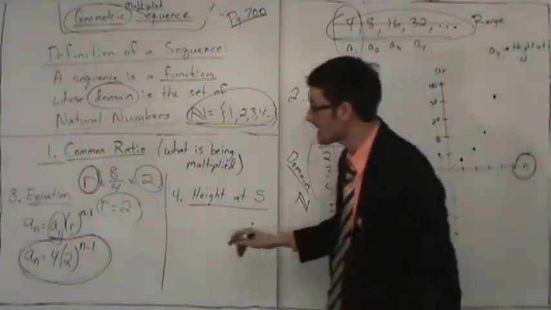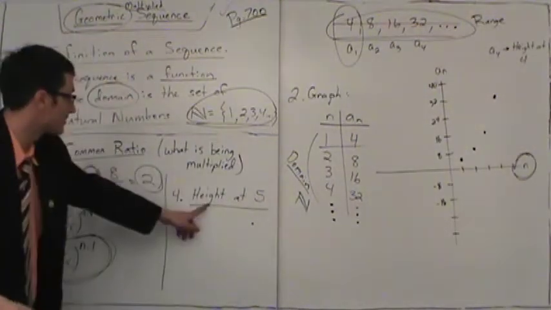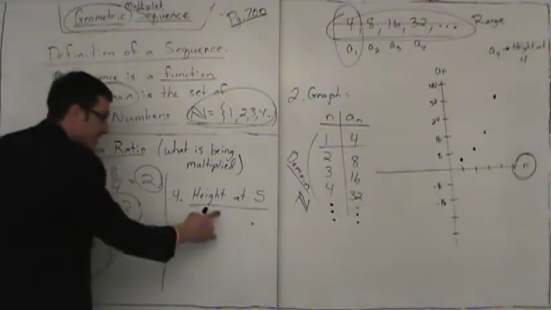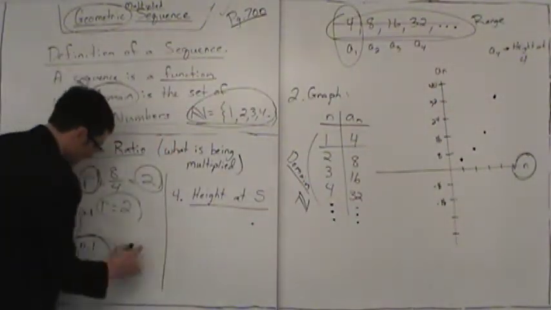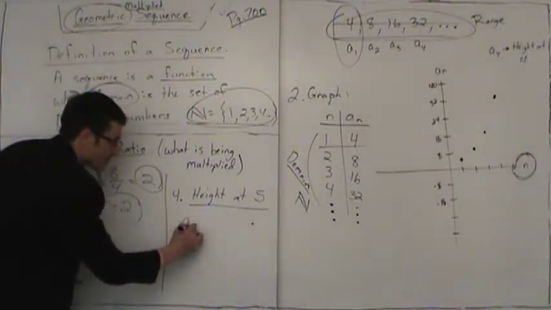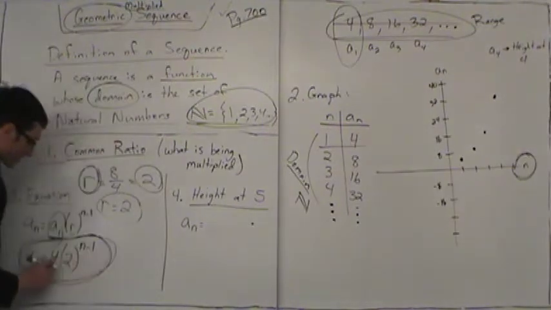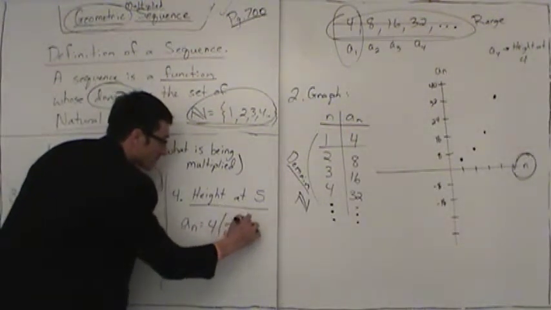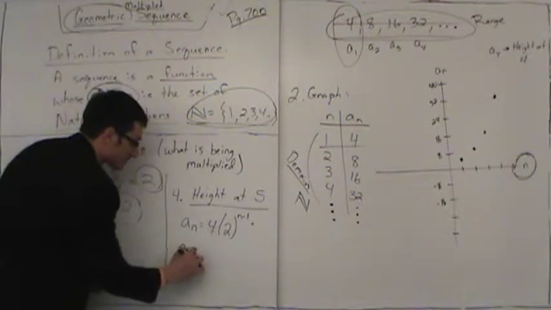In fact, you will be given just an equation and asked to find a specific height, a height at 5. So can you use the equation to find height at 5 without knowing any of this information? I'm going to show you. The equation specifically is a sub n equals 4 times 2 to the n minus 1 power, and we're finding a sub 5.